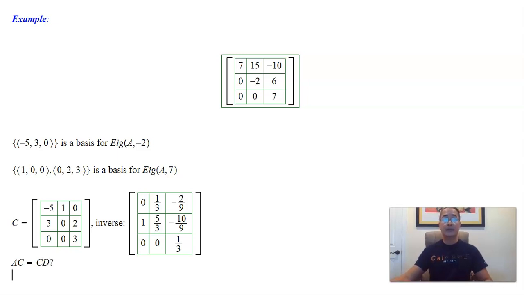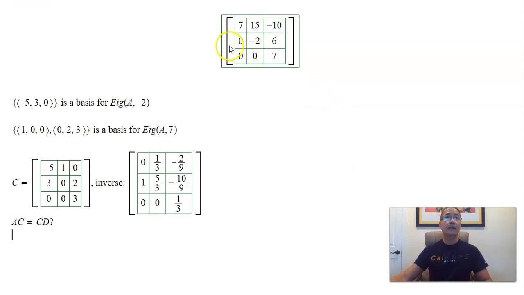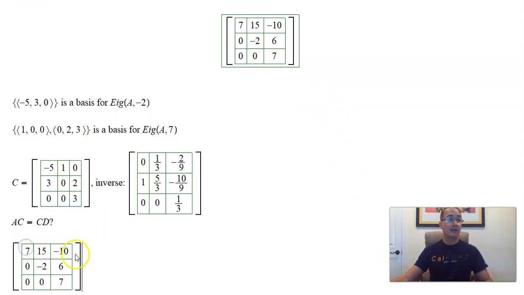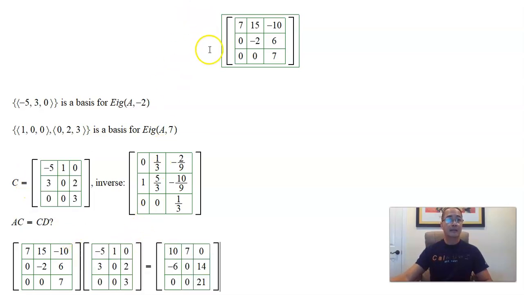So here is our A, and then we multiply by C, and we get this matrix. Yeah, we have eigenvalues -2, so we will get 10, minus 6, and 7. So we get 7, 0, 0 over here, and 0, 14, 21 in the third column. How about C times D?